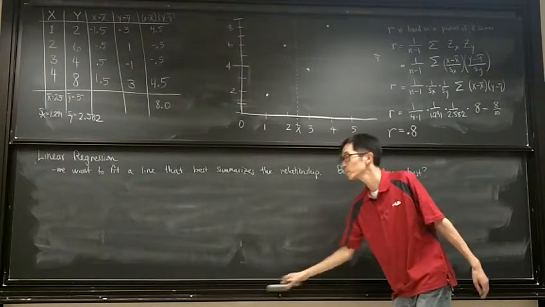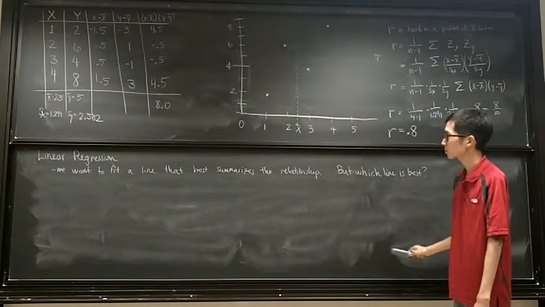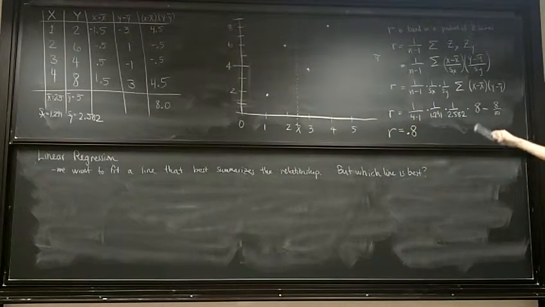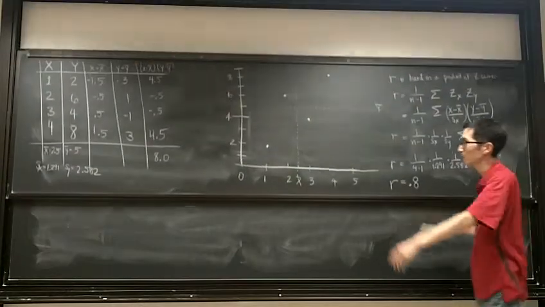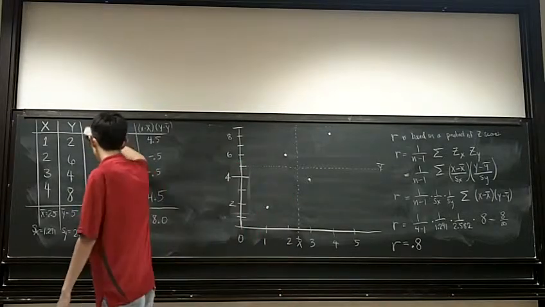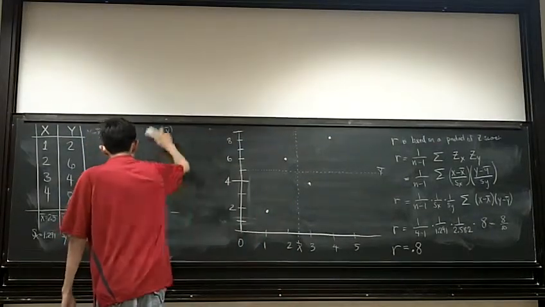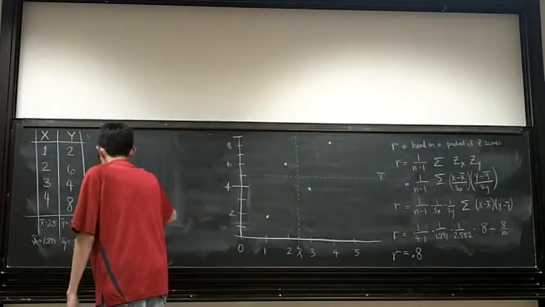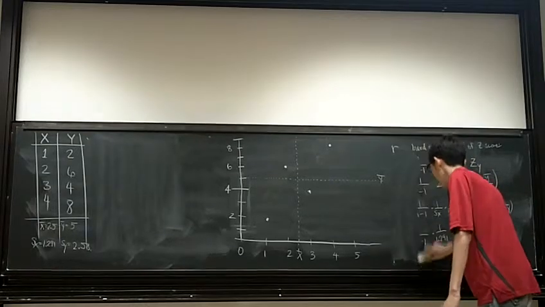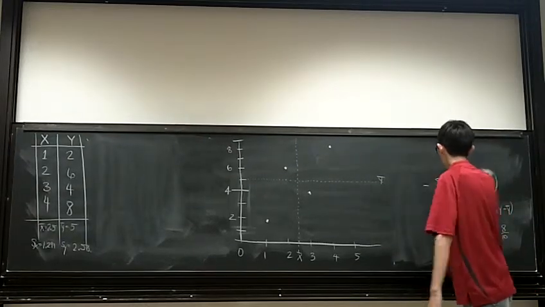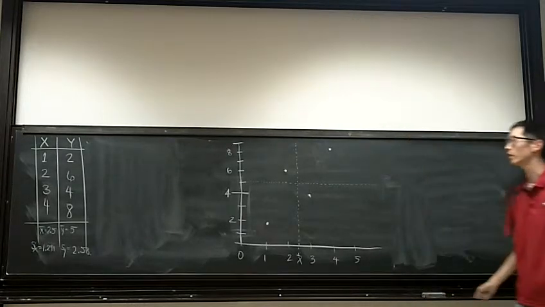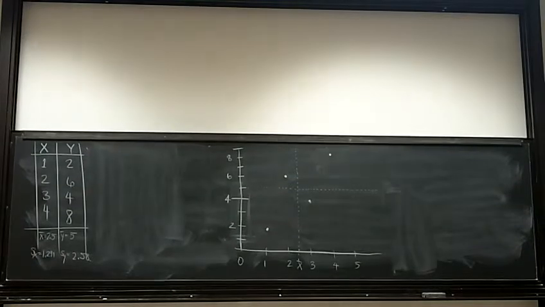All right, so if you don't mind just redrawing this somewhere in your notes, because this is what I'm going to use as our example here. Just this example with the data points 1, 2, 2, 6, 3, 4, and 4, 8. Okay? So let's just use this data set as our example here, and we're going to try to see how we decide what line is best.